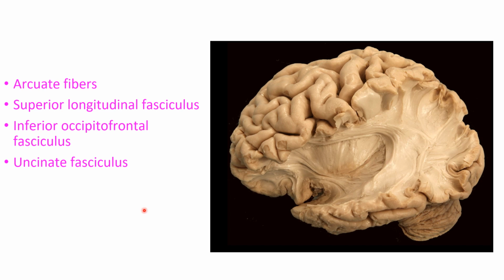And lastly, the uncinate fasciculus makes this hook shape right here. I think of it as a U. So U for uncinate, a U shape right here. That's just how I remember it. So the uncinate fasciculus is located at the inferior pole near the anterior region of the cerebrum.